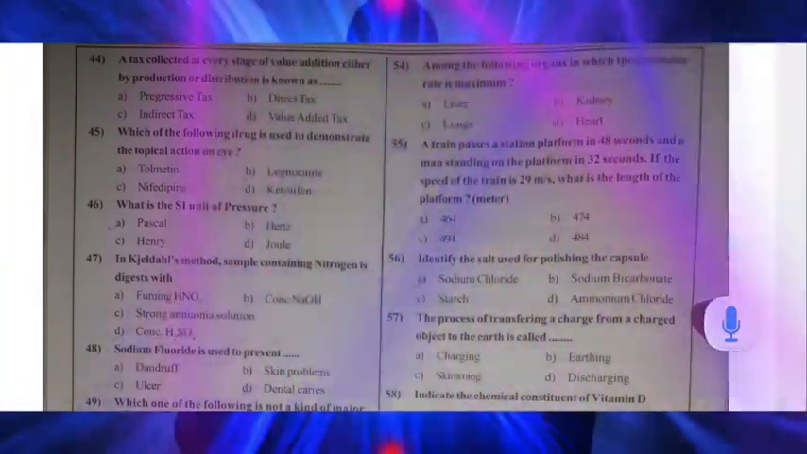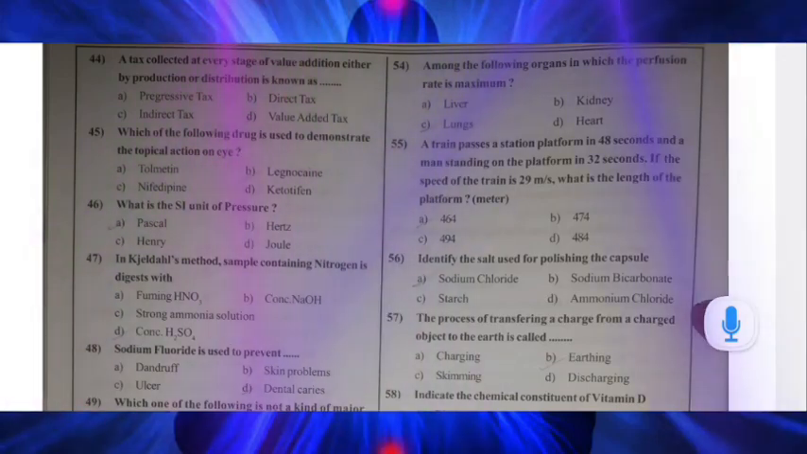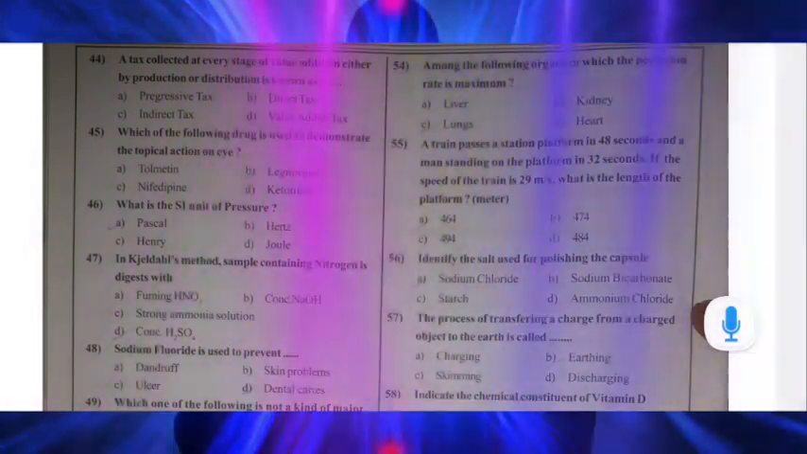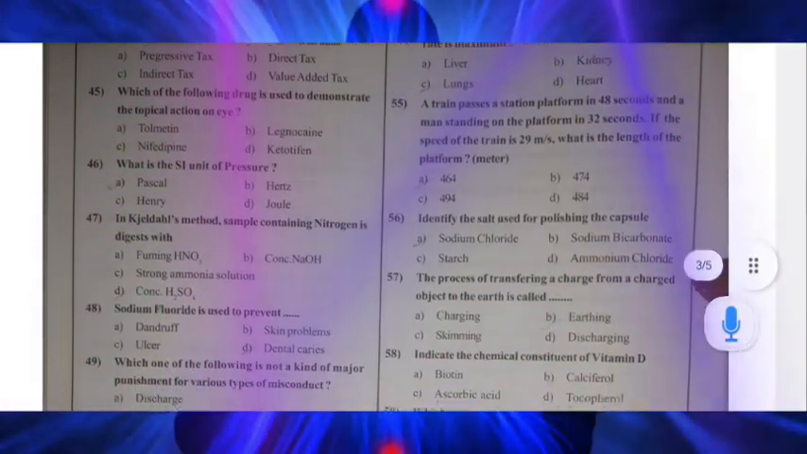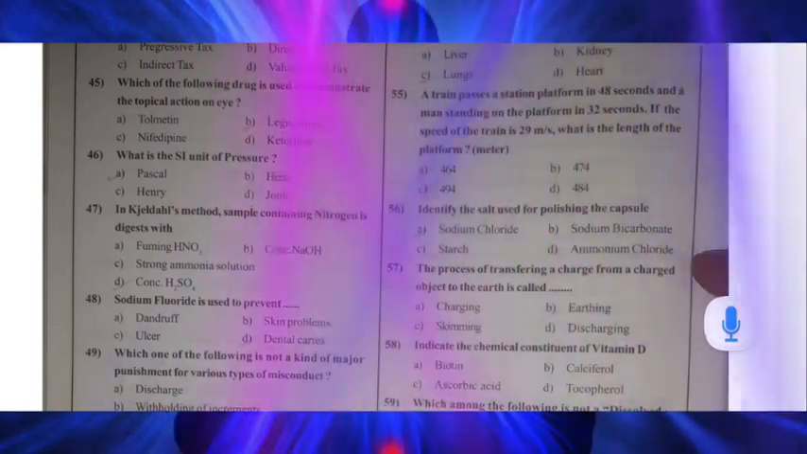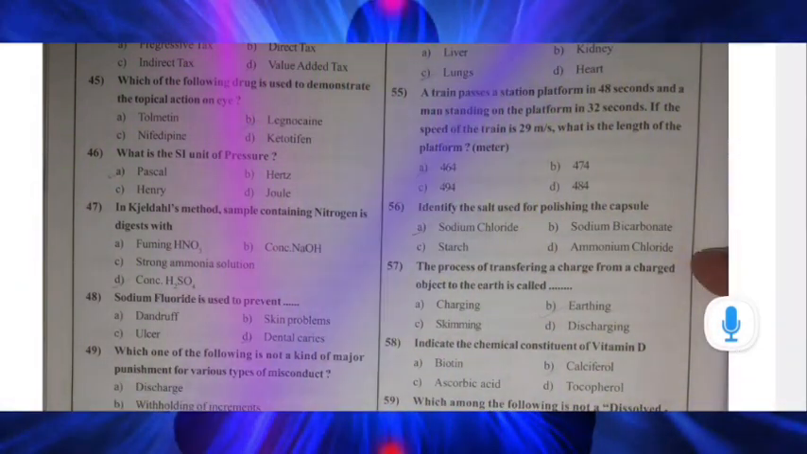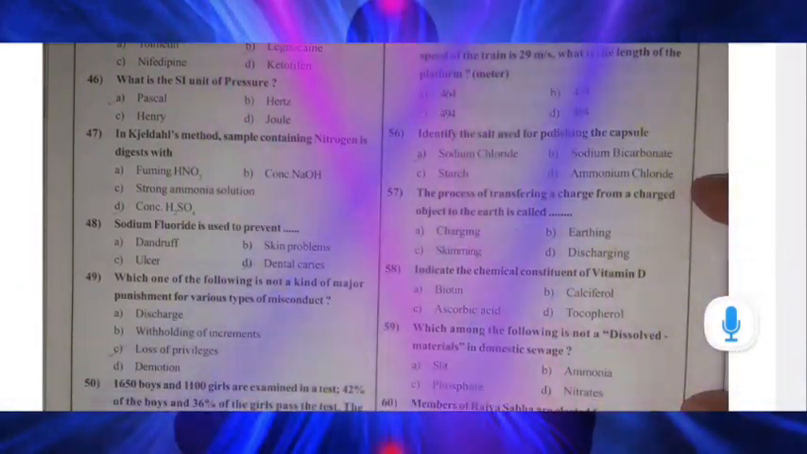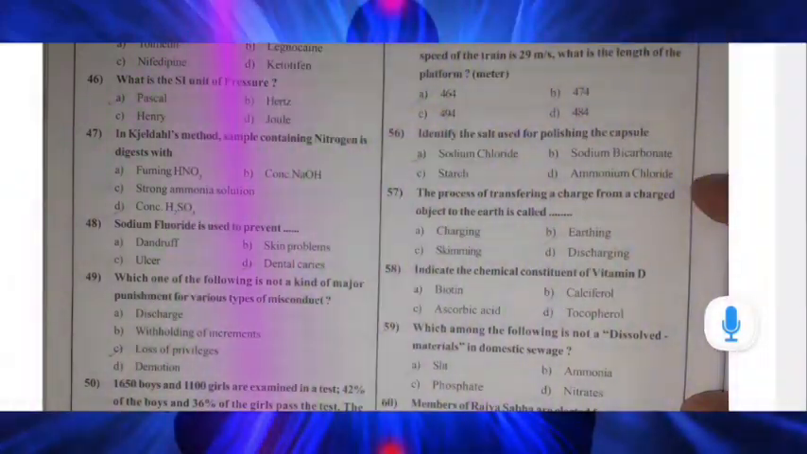Tax collected at every stage of value addition, either by production or distribution, is known as value added tax. Which of the following drugs is used to demonstrate topical action on the eye? Lignocaine. What is the SI unit of pressure? Pascal.